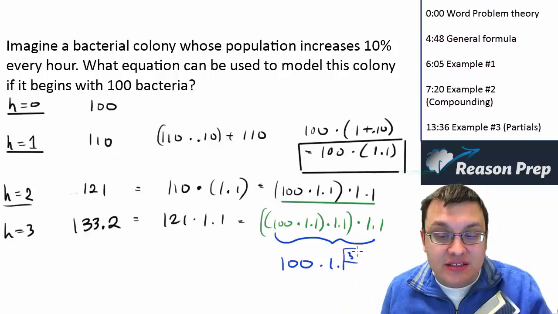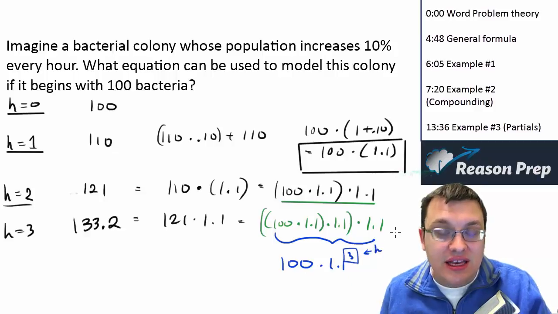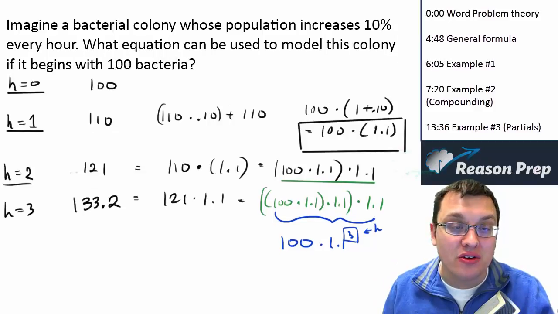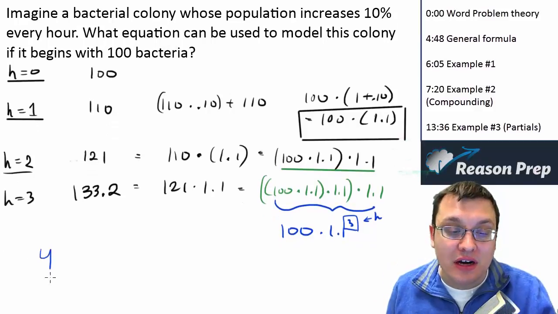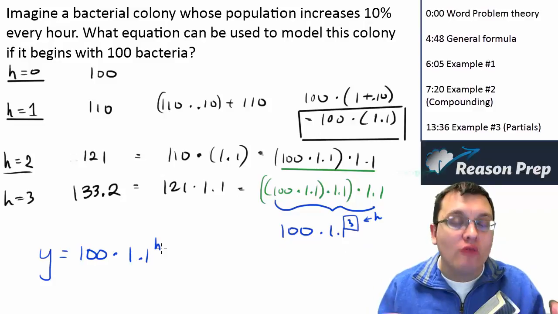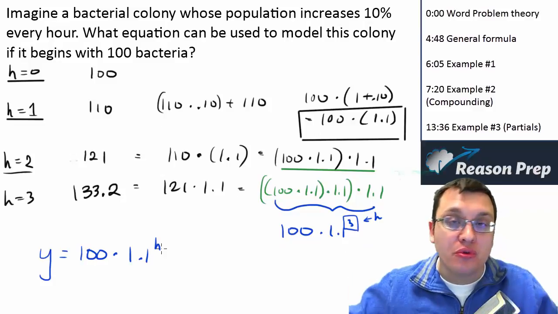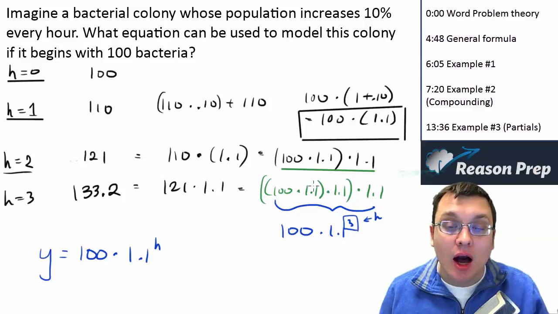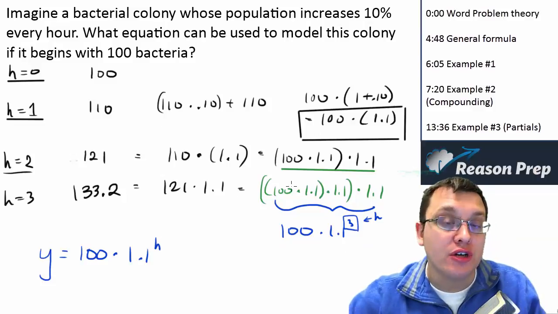And notice this exponent is just the h value, the number of hours. So you begin to see the formula that appears. The formula is as follows: y equals 100 times 1.1 to the h. And that shows you over time, as h goes from 1 to 2 to 3 and on, what the population of your bacteria will be. And it comes from this repeated multiplication of 1.1.